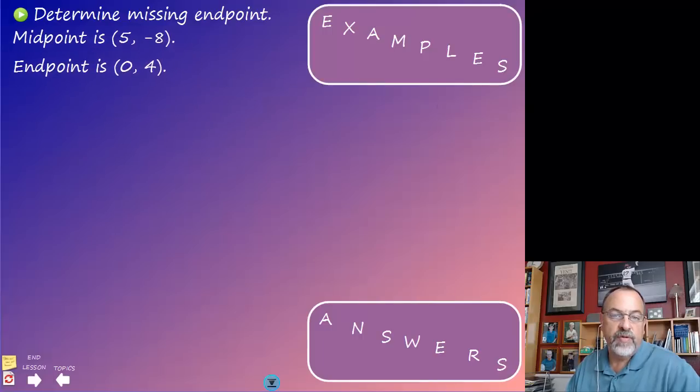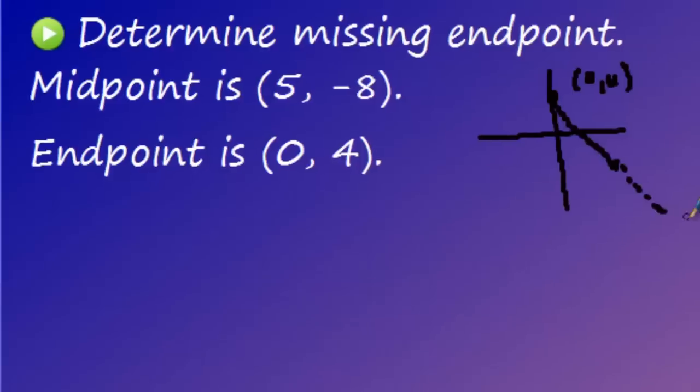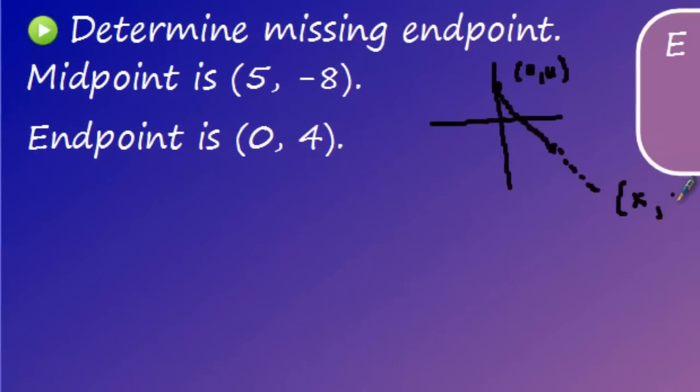So here we have the midpoint is 5, negative 8, and again I'm just going to sketch a picture out here. 5, negative 8 would be somewhere down here. One endpoint is at 0, 4. So this is 0, 4, this is the midpoint, and what I want to know is what is this x down here and what is this y? And I know that this is at 5, negative 8.